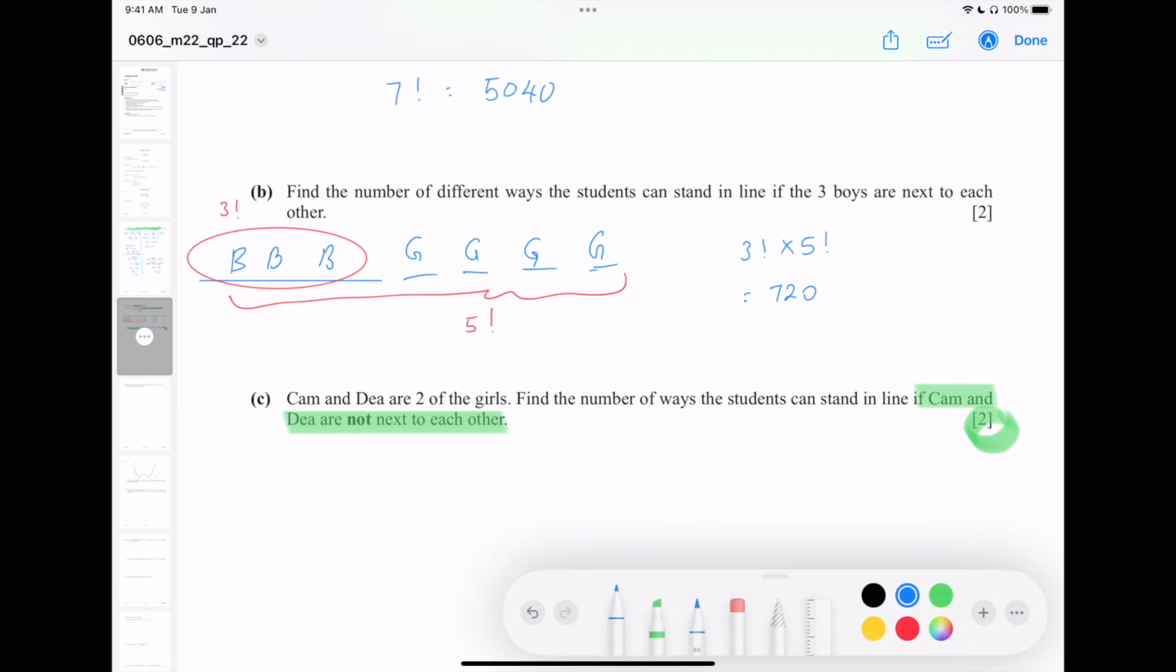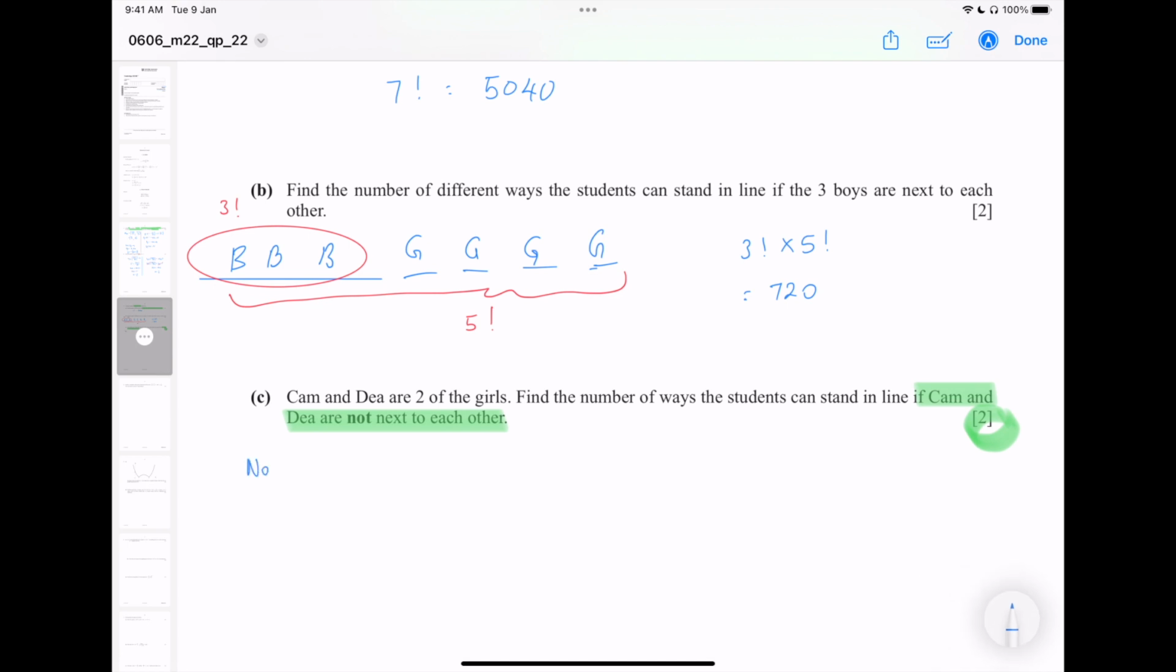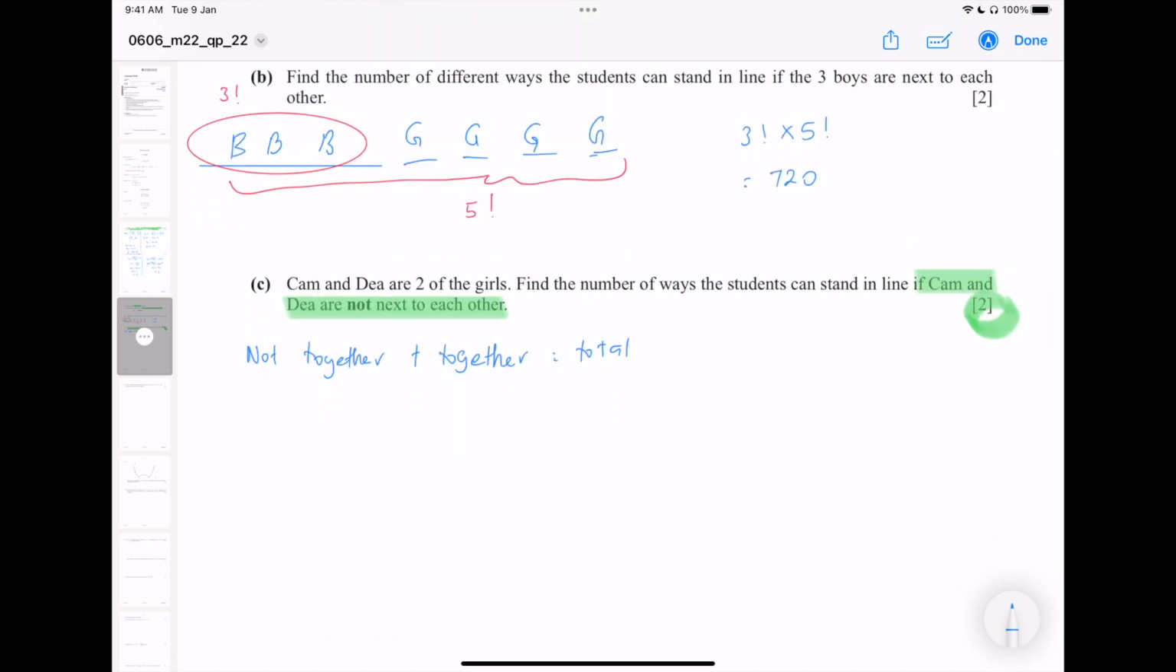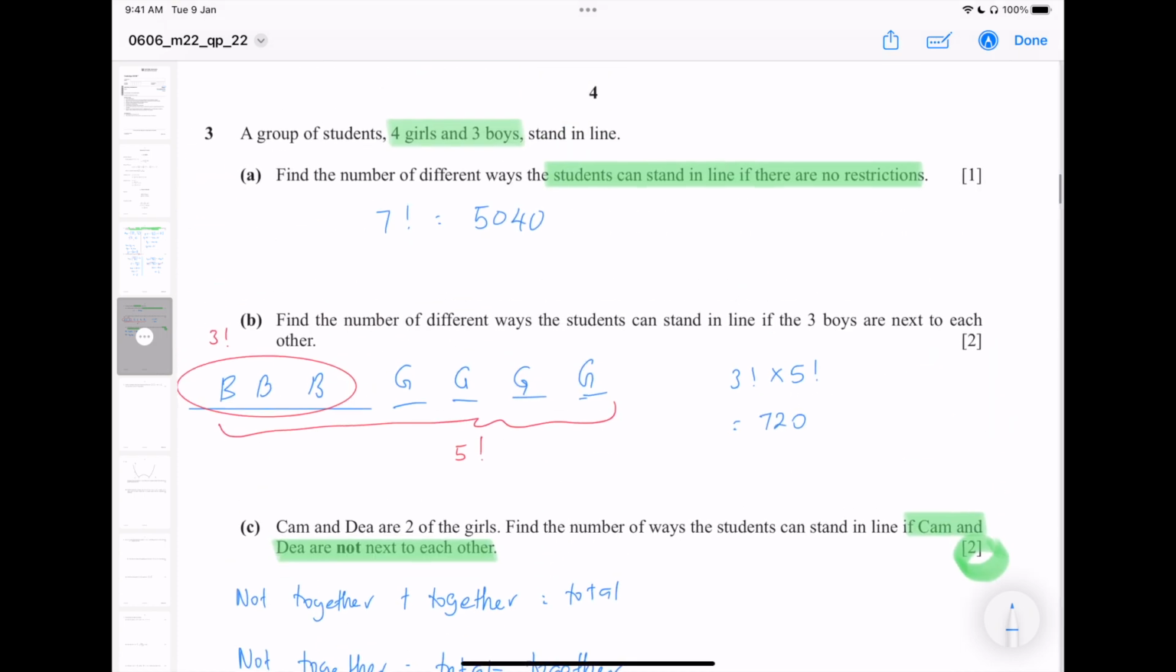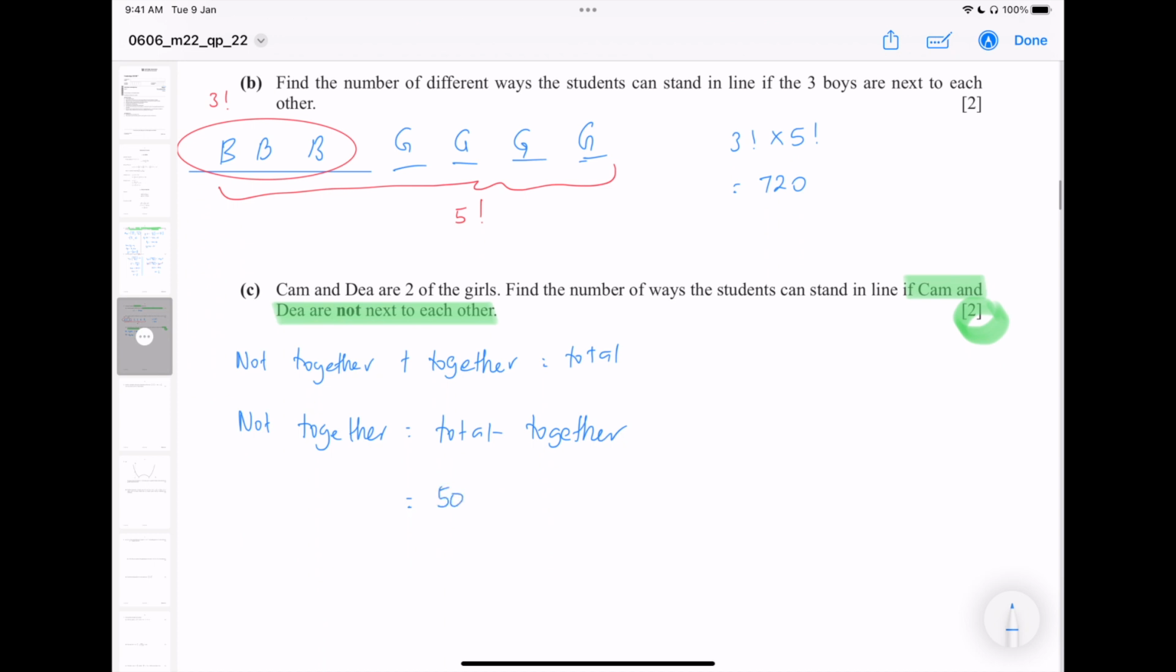So instead of calculating all the possibilities one by one, what you can do is calculate the times when they are next to each other and just minus that from the total. Because the logic is this: not together plus together should equal the total. Okay, that means to get the not together, I just got to take the total minus the together. I already have the total. It's up here, 5040, right? That's all the possibilities. I just got to minus it together now.